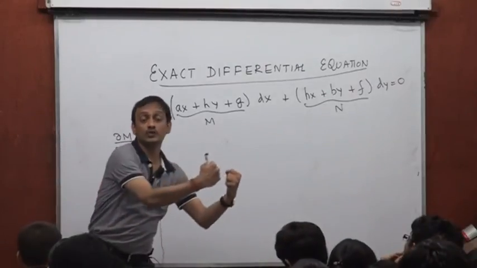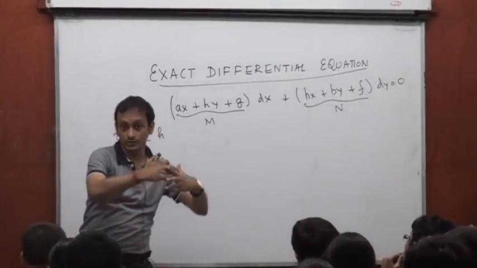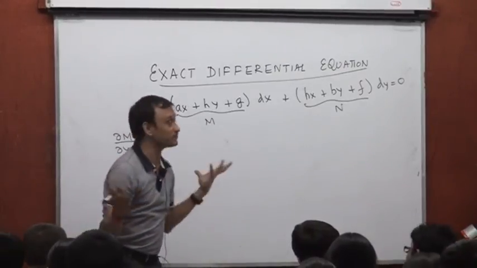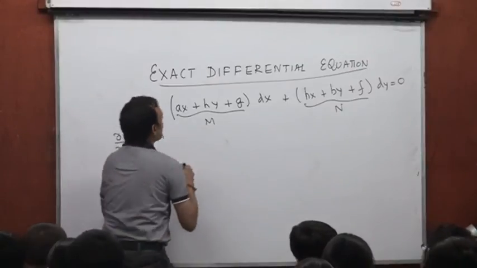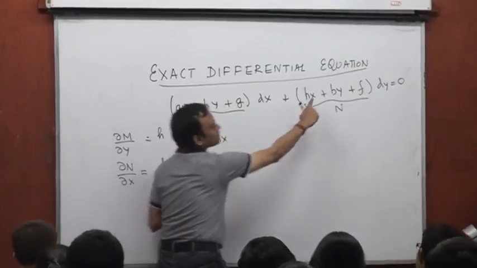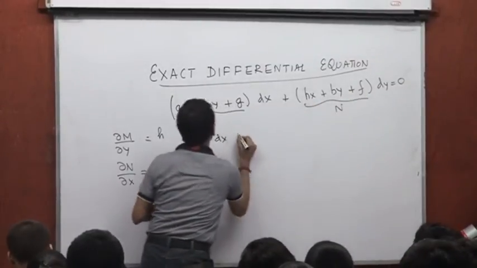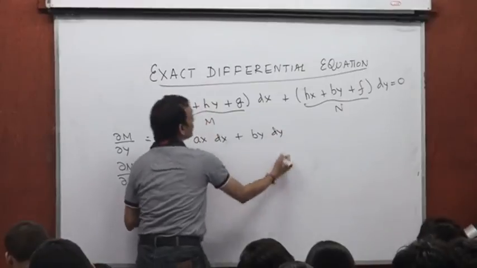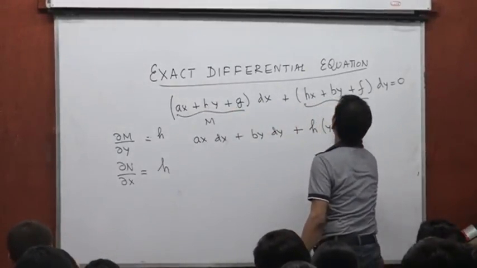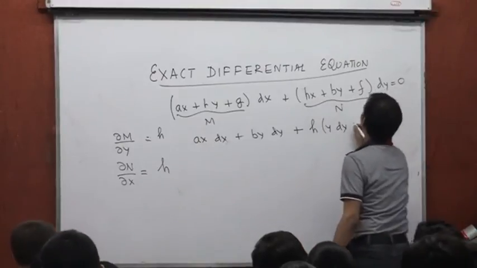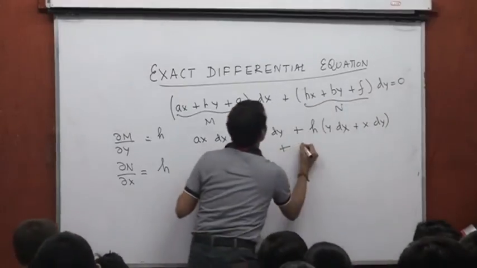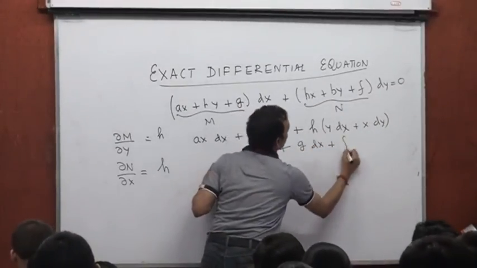Then you can muster some courage to reallocate and realign terms to get a perfect differential out of it, because now you can write this as ax dx plus by dy plus h into (y dx plus x dy) plus g dx plus f dy.